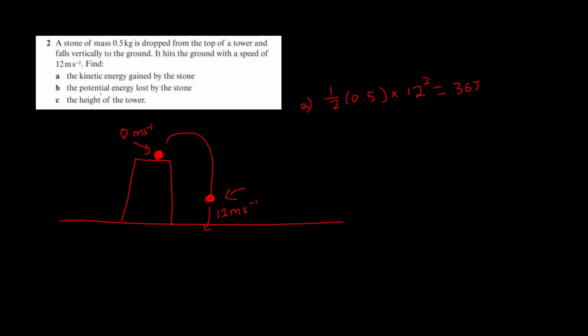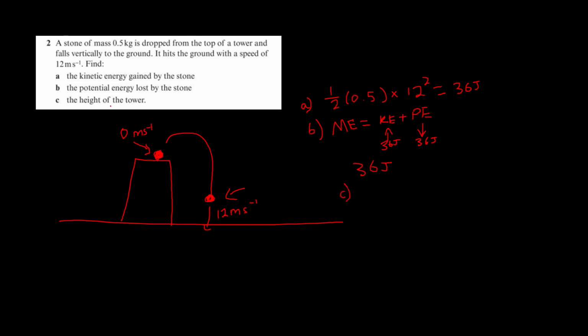For part B, we need to find the potential energy lost by the stone. And if we remember that mechanical energy stays constant, and that mechanical energy is equal to our kinetic energy plus our potential energy, then if we're gaining 36 joules of kinetic energy, we need to lose 36 joules of potential energy. And so we're losing 36 joules of potential energy.